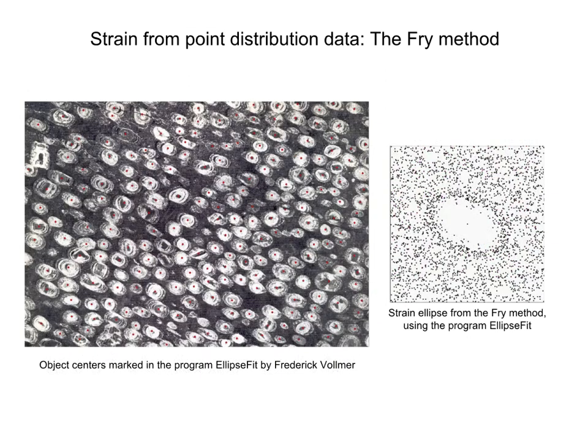Fortunately, there are computer programs that facilitate this. Here is the exercise solved with the program Ellipse Fit by Frederick Vollmer. After manually marking the particle centers for one particle location, the program repeats this process for all particle locations, ending up with a void in the center which indicates the strain ellipse. In the program, it is possible to draw manually an ellipse limiting the void, and from it determine the orientation of the principal axes and ellipticity.